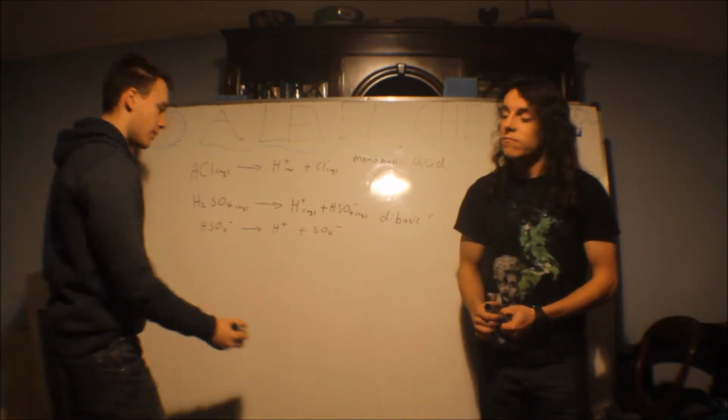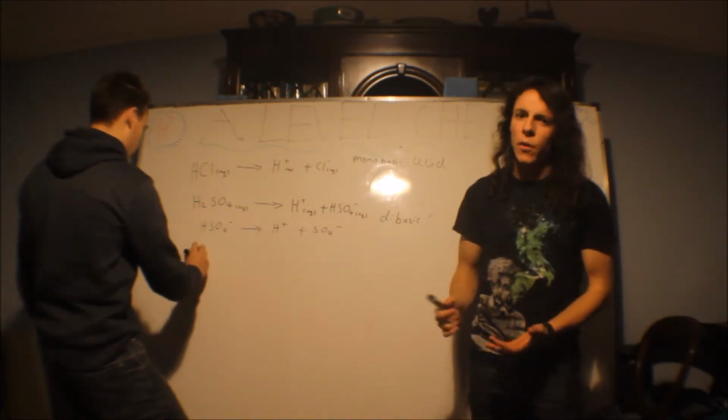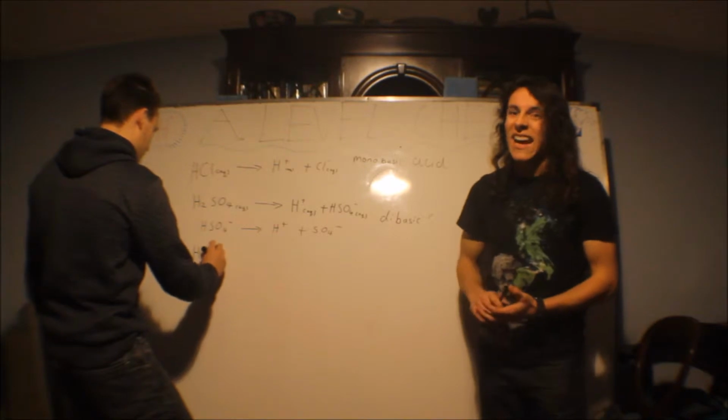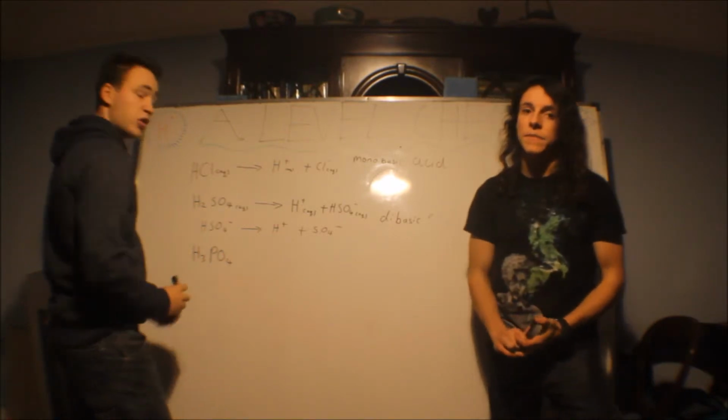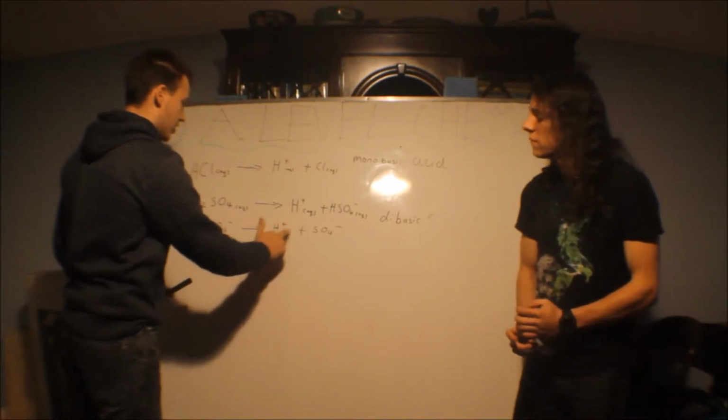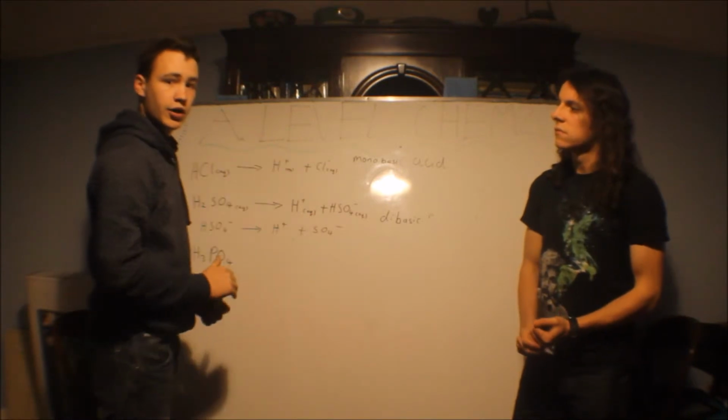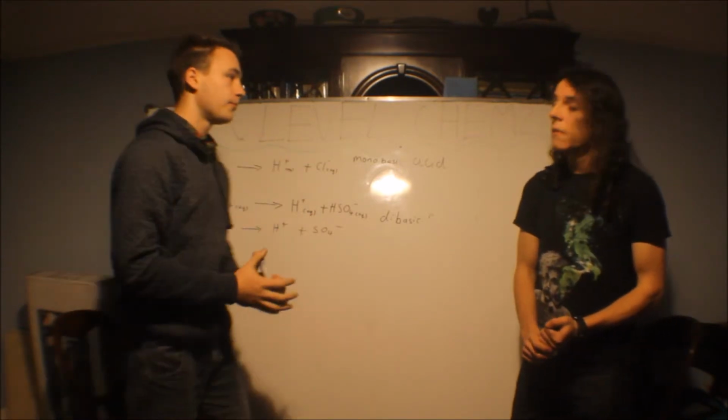And finally, we're going to have a tribasic acid. Phosphoric acid will have H3PO4, and that'll do a very similar thing. It will go in three stages, losing one hydrogen at a time to make a minus, then a 2 minus ion, giving a plus each time. And then finally 3 minus.